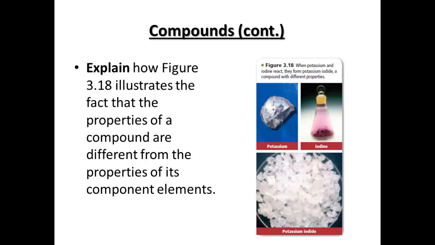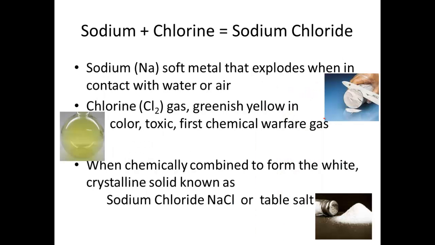A couple examples to continue this idea. Figure 3.18 in the textbook talks about potassium, which is a metal that will explode in contact with air, and iodine, a purple toxic gas, which come together to make potassium iodide, a salt that we sometimes consume in our diet. Explosive metal and a toxic gas. Similarly, one more example along these lines: sodium is a soft metal that explodes when it comes in contact with air.